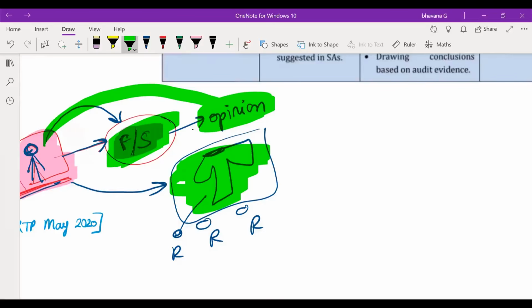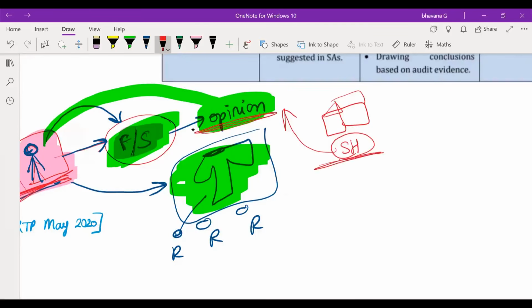In a company, the owners are its shareholders. So this is a company, okay? The owners of the company are shareholders. These shareholders don't come to the company every day and check whether the company is working properly or not. So when a highly qualified person gives an opinion on the financial statements, they understand how the company is working. Likewise, auditing of financial statements has a number of uses, okay?